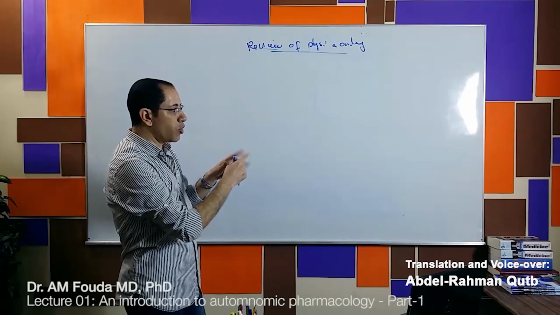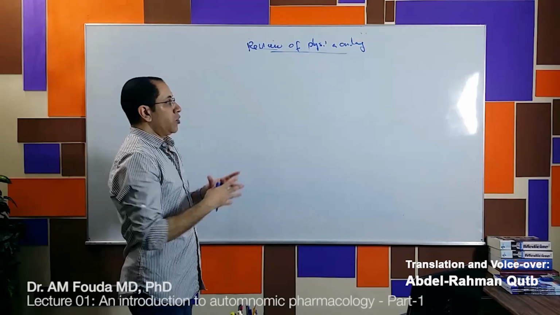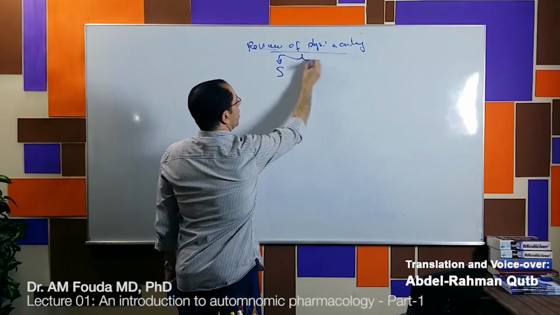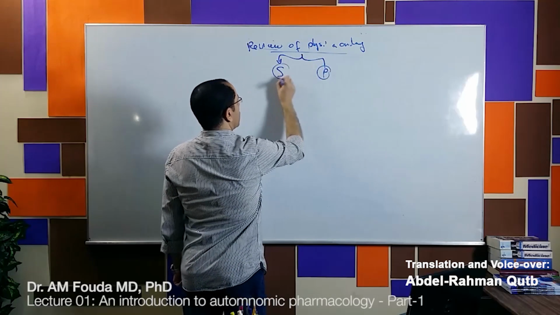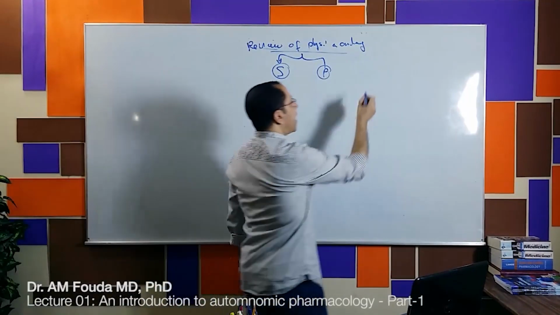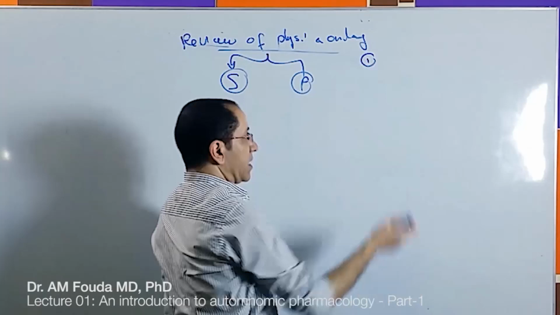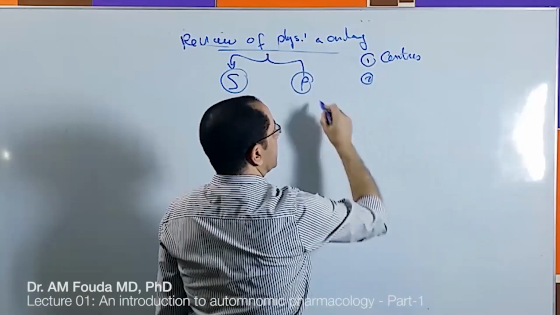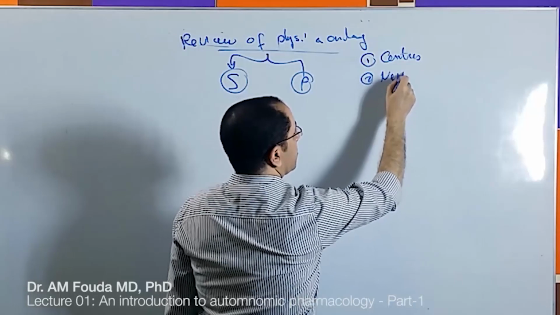nerves, chemical transmitters, and receptors. In this video, we will explain the higher centers, nerves, and chemical transmitters, saving receptors for discussion in the next video. Now, let's concentrate on this drawing here.